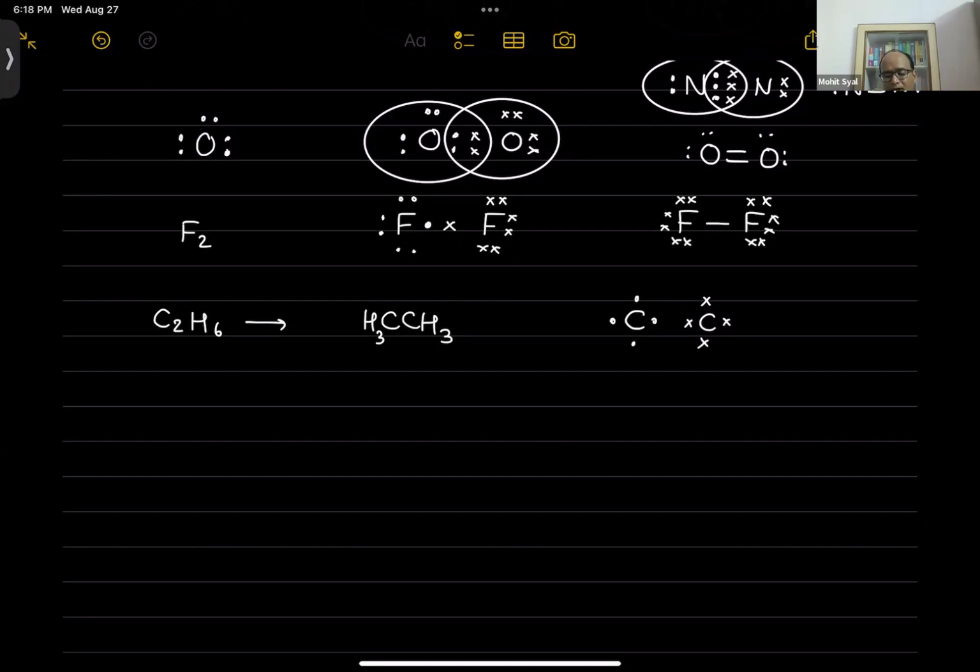Now I need to put 3 hydrogens on each one of them. Carbon needs to share 4. So one electron it shared with the other carbon, and 3 of the electrons it shared with the 3 hydrogen atoms. Same thing the other carbon also did. Got it? And that's how you have the ethane molecule in place, right? Clear or not? Yes, sir.